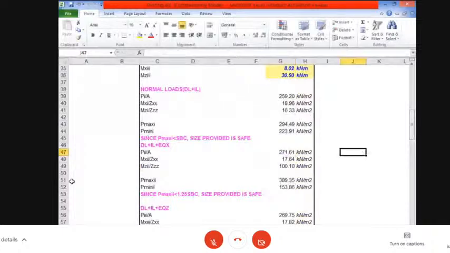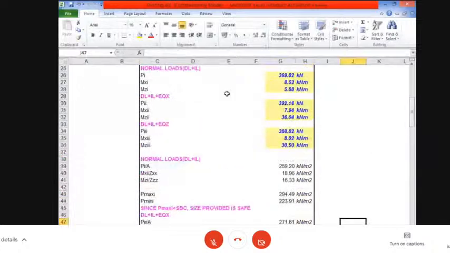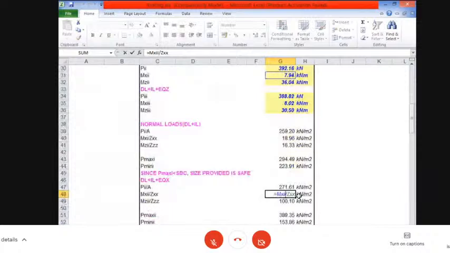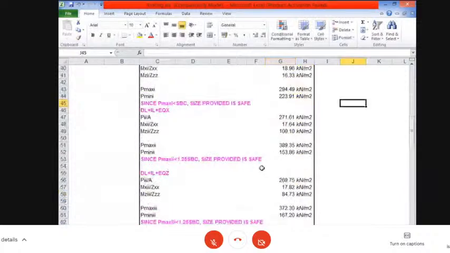That moment also for this load case, what is that moment? That moment you have to consider. So here it is considering only 7.94. So the 7.94 divided by that ZXX. So all these values you are calculating. So everything is coming as safe.